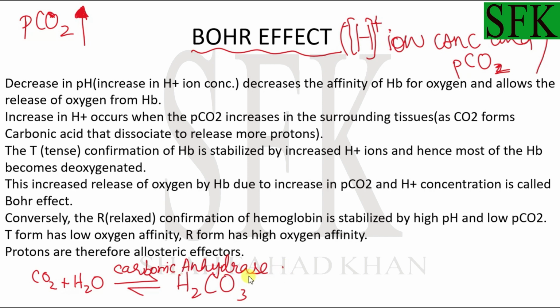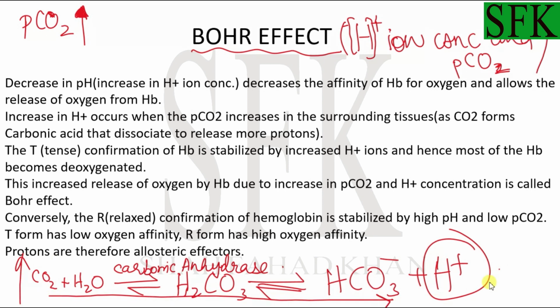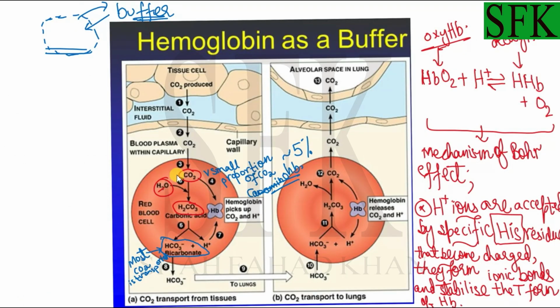Once formed, this carbonic acid dissociates to form bicarbonate ions, HCO3-, and hydrogen ions, H+. If the partial pressure of carbon dioxide is high, this entire equilibrium shifts to the right-hand side, and the H+ ion concentration in the solution increases. If this increases, then the pH inside the red blood cells decreases. This is what we mean by an increase in the partial pressure of carbon dioxide at the tissue level.